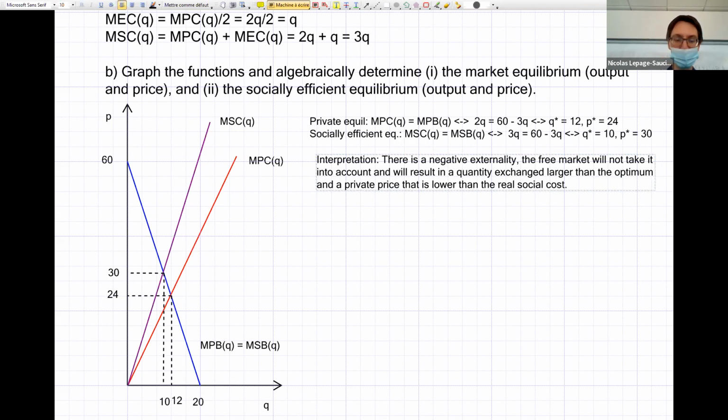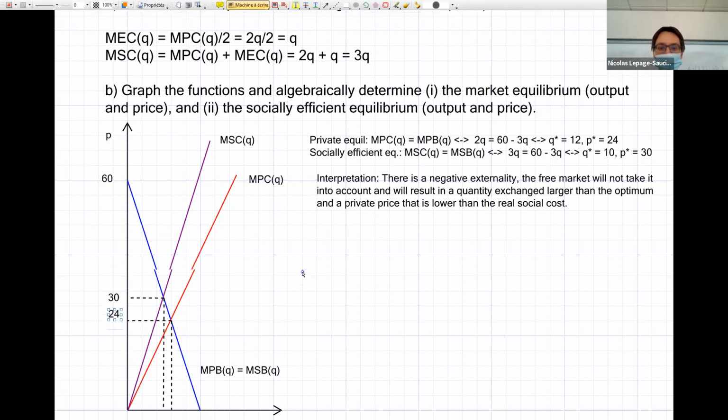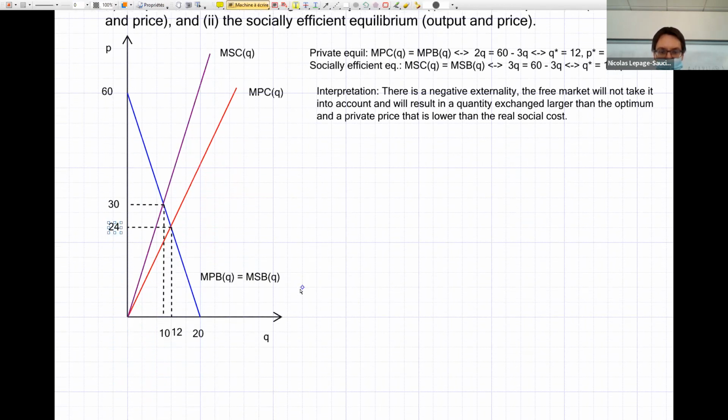So that's what's going on here. So we have an external cost and we should stop at 10, but then we just let people do what they like and they produce 12. So the private cost is 24. If we didn't have an external cost, then 24 and 12 would be perfect. Problem is we have this externality there. So then at 12, the real social cost is actually quite higher. And so that means that we produce too much. So we should reduce.